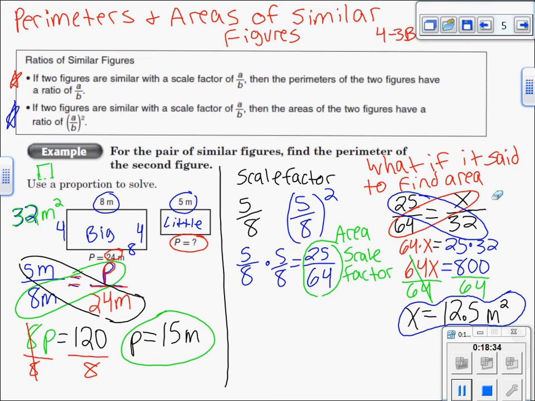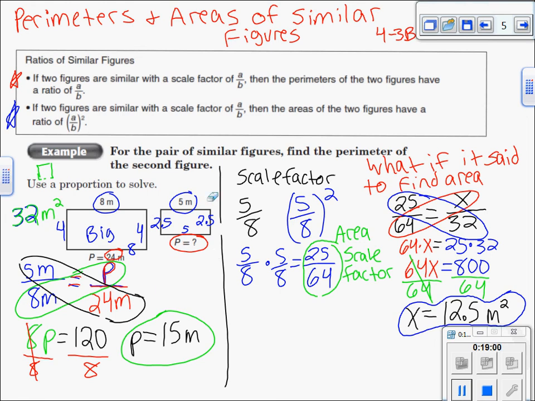Now, if you don't believe me, we're going to prove it real fast, and then we're going to do some examples. We know the perimeter of the little rectangle was 15, and we know that this length was 5. That means this length is 5. We know the perimeter is 15. These two add up to 10, which means these two widths add up to the other 5. They're equal to each other, so each one is 2.5. So this width is 2.5, this width is 2.5.